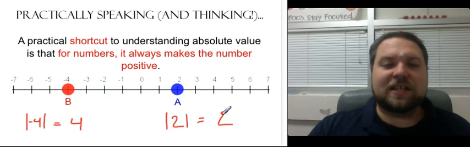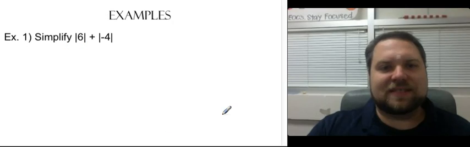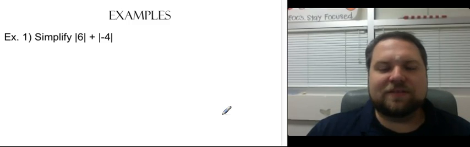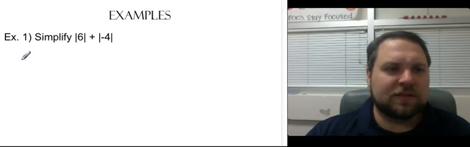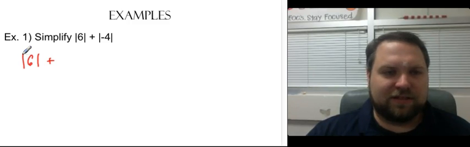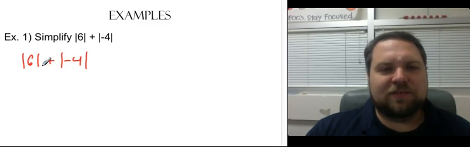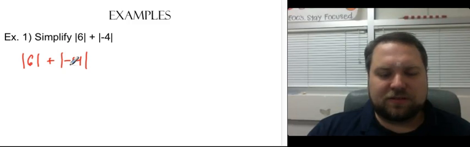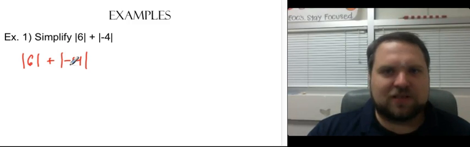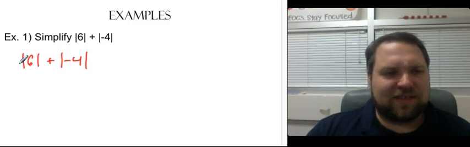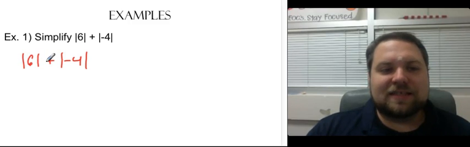So having that definition and that shortcut in mind, let's look at some examples. So first of all, I want to simplify the absolute value of 6 plus the absolute value of -4. So I'm going to start by just rewriting the functions as they were. And now I'm going to simplify. And when you're simplifying this, we have to follow the order of operations. So parentheses, exponents, multiplication, division, addition, subtraction. And the absolute value operator is considered a grouping function. So it is going to happen in those first steps, almost as if this were a set of parentheses.